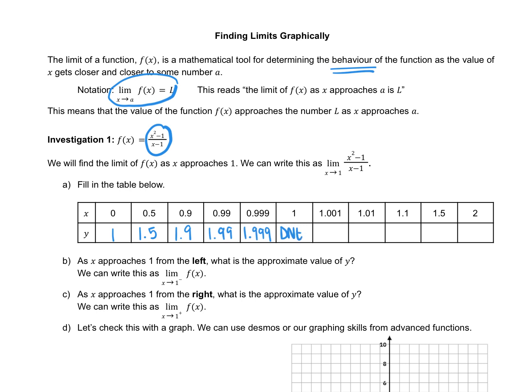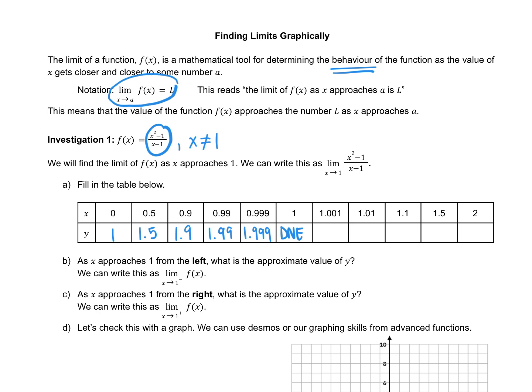This value does not exist, which we would have known regardless, because for a rational function, any x value that makes the denominator 0 is an undefined value. Whether it's a hole or an asymptote, it does not exist.